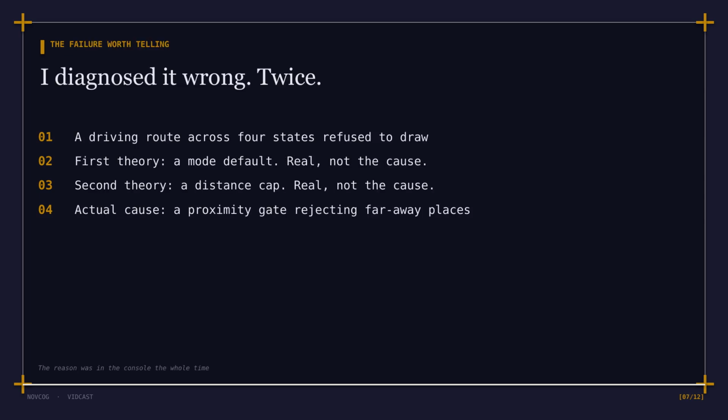I tried to draw a driving route across 4 states and it refused. My first theory was a wording default. My second was a distance limit. Both are genuine constraints in that code. Neither was the problem. The real cause was a safety gate that rejects any place resolving further from your current view than a certain radius.